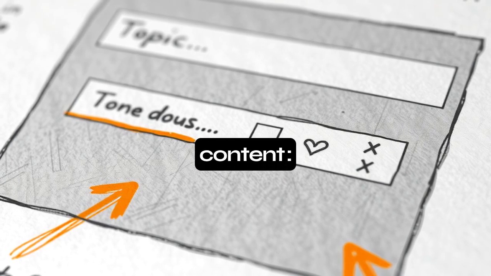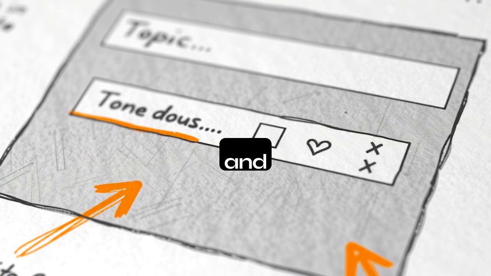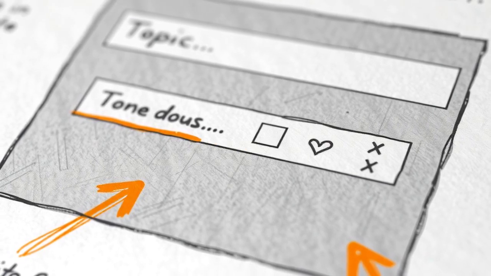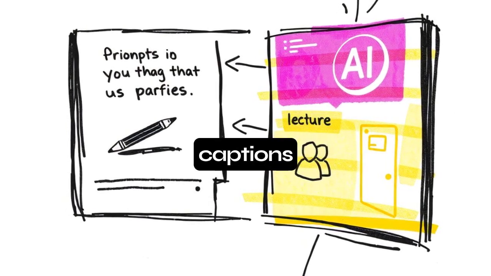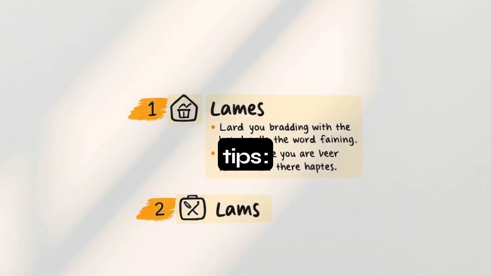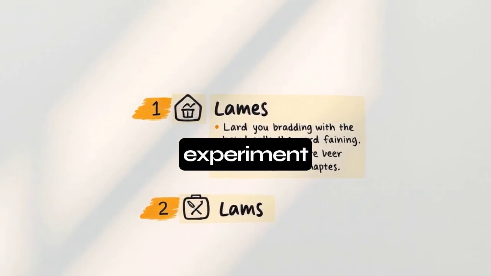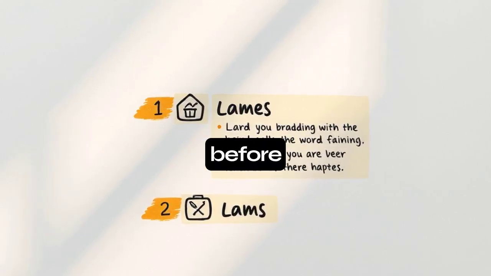Generate blog content. Input topic, choose tone and length, then create a draft. Record the screen highlighting prompts and AI outputs. Show captions and quick tips. Quick tips. Be specific, experiment with tones, and always proofread before publishing.